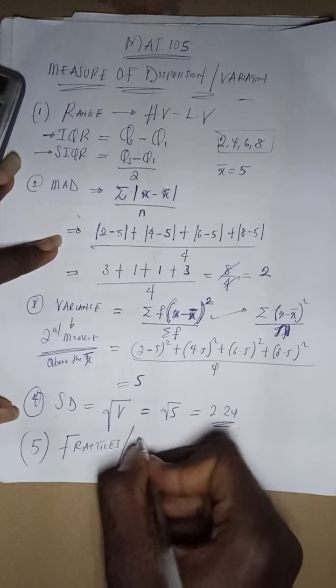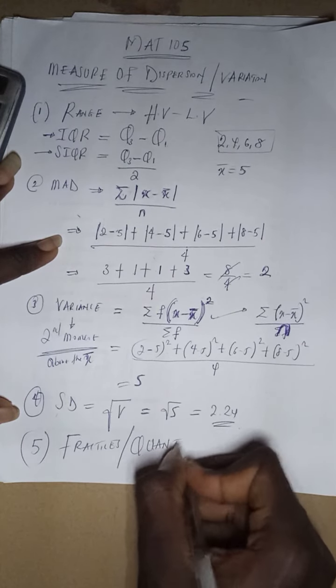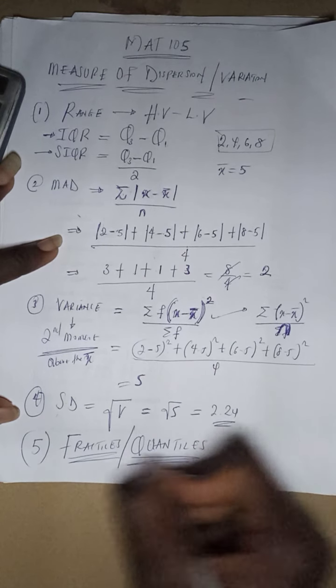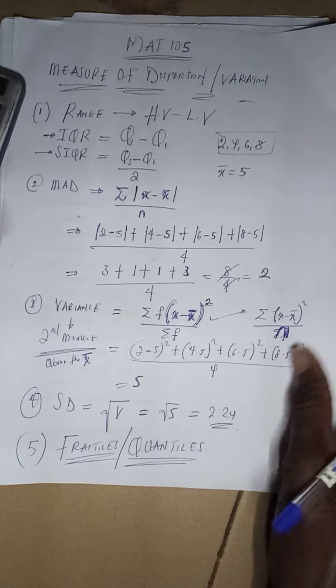The fractals and the what? The fractals, so you call it what? The quantiles. You have what is called the fractals or the quantiles. Fractals or quantiles divide a distribution into equal parts. Okay, now let me give you a very brief explanation on that.